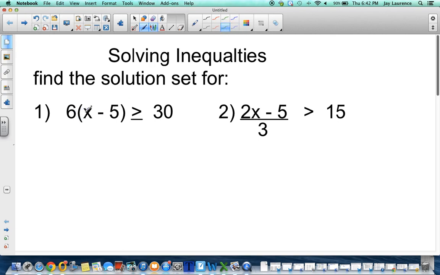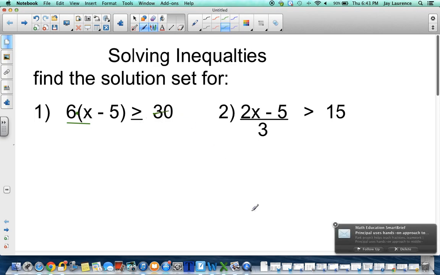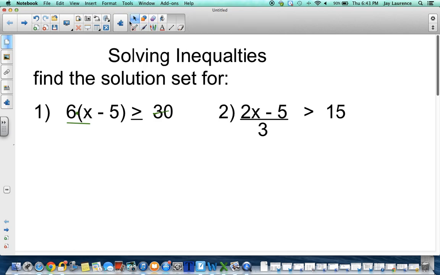So I see 6 times the quantity of x minus 5, so 6 is a factor of the left-hand side, right? There's two factors. There's 6 and then there's x minus 5. The factors of 30. I know 6 is a factor of 30, so I'm going to think about 30 as the product of 6 and 5.